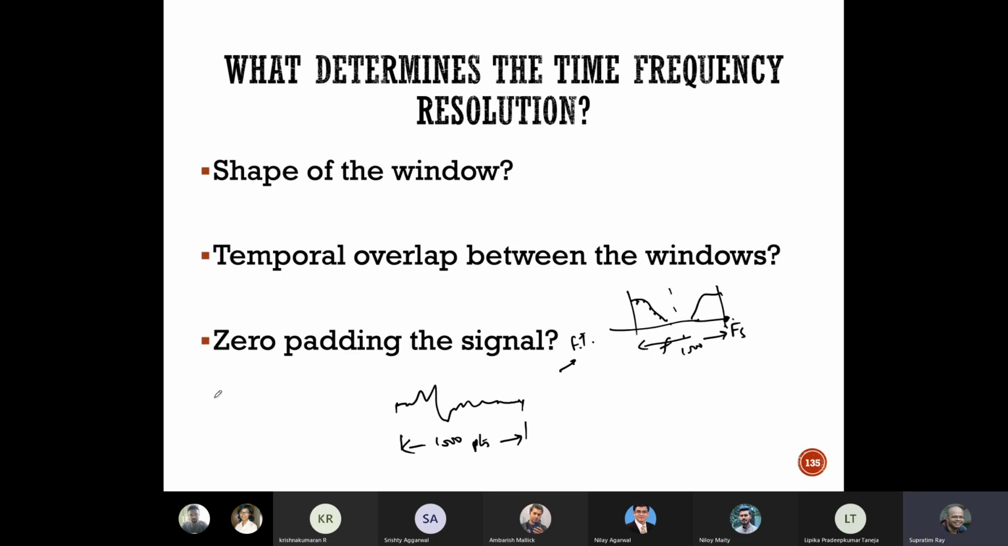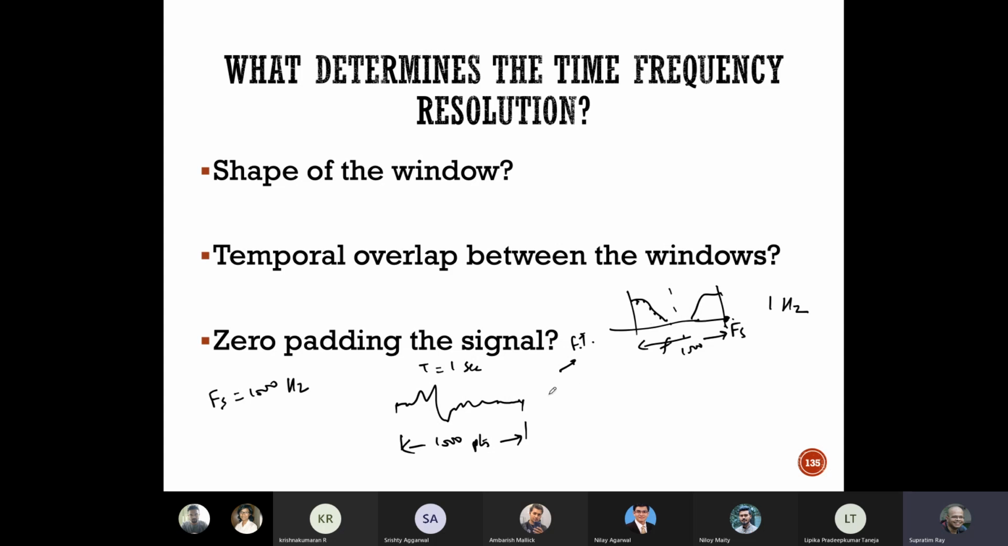So suppose your Fs is 1,000 hertz. So 1,000 points means a duration of 1 second. So you will have a frequency resolution of 1 hertz, right? 1,000 points, sampling 1,000 hertz. So 1 hertz is your resolution.